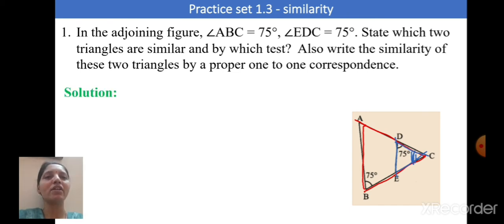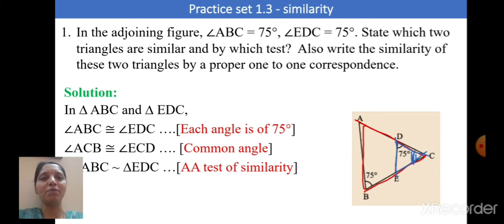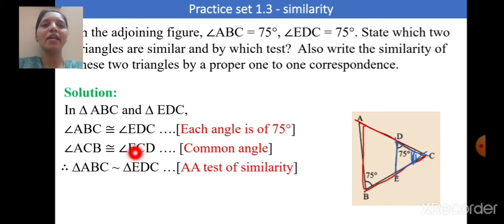Okay. So let's write the solution. In triangle ABC and triangle EDC, angle ABC is congruent to angle EDC. Each angle is of 75 degrees. Angle ACB is congruent to angle ECD. These are common angles. Therefore, triangle ABC is similar to triangle EDC by the angle test of similarity. Okay. Now you have to find one-to-one correspondence between the vertices. So here you can see vertex B corresponds to vertex D. Vertex C corresponds to vertex C. So ultimately vertex A will correspond to vertex E.